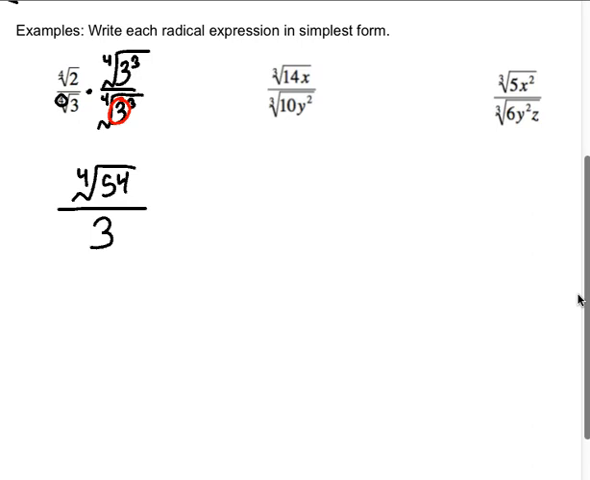So let's take a look at this next one. The first thing I notice, 14 divided by 10. That can actually reduce. Both are divisible by 2. So this can reduce to a 7x, and this can reduce to a 5y squared. So again, first step, always just reduce what's there. Make it easier on yourself so you have smaller numbers that you're dealing with.